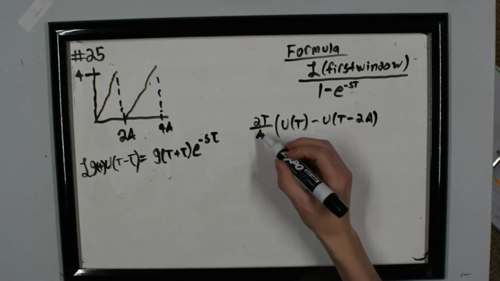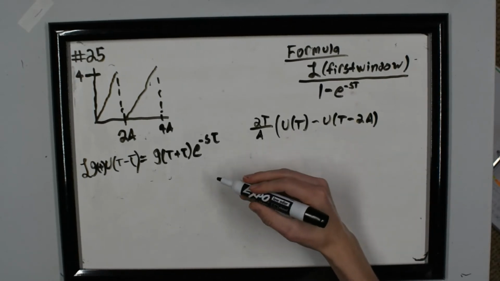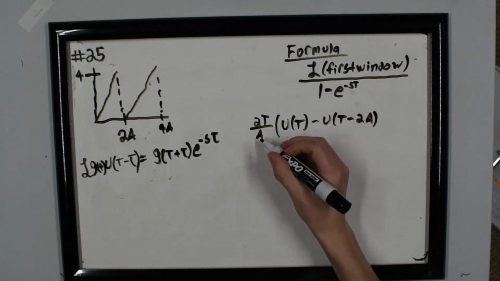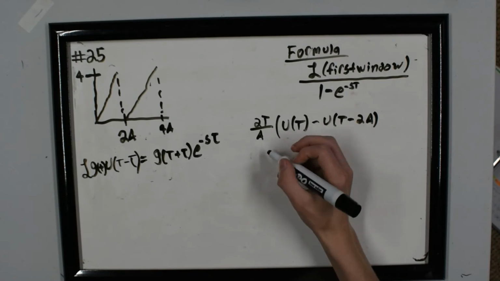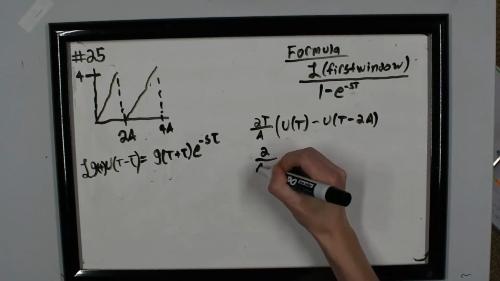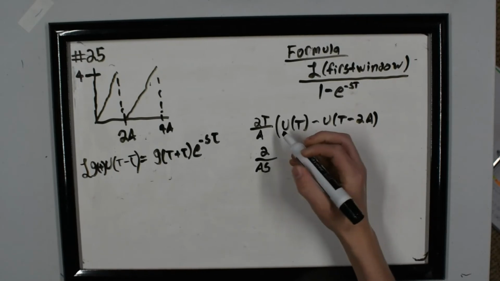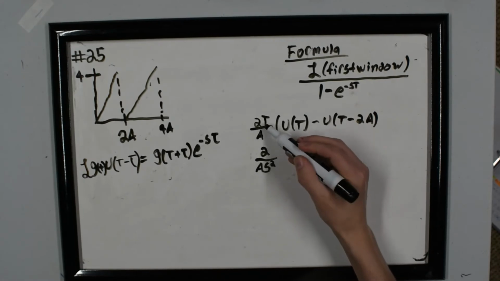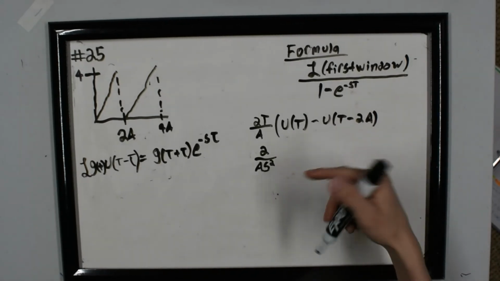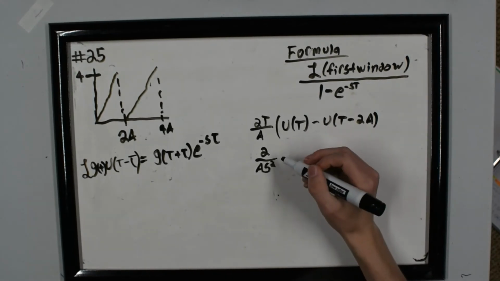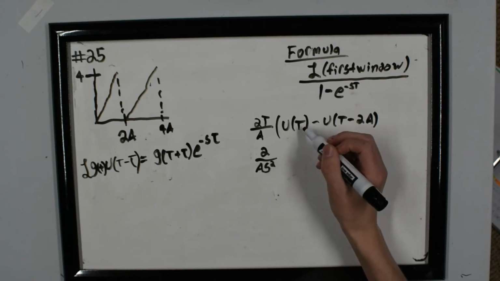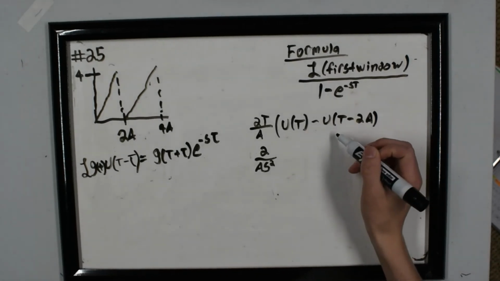So g of t is this function here. So we have to say g at t plus tau. Well, tau here is 0. So it's just the Laplace transform of 2t over a, which is the same as 2 over a s squared, because this is just a t, and then that's times e to the negative s tau. Well, e to the negative s tau is just e to the negative s times 0, which is just 1, because there is no tau here. So we can move on to the next one.